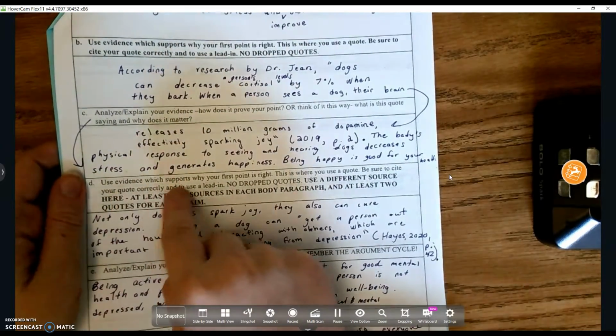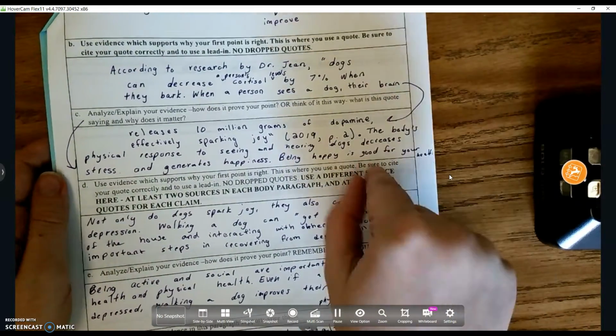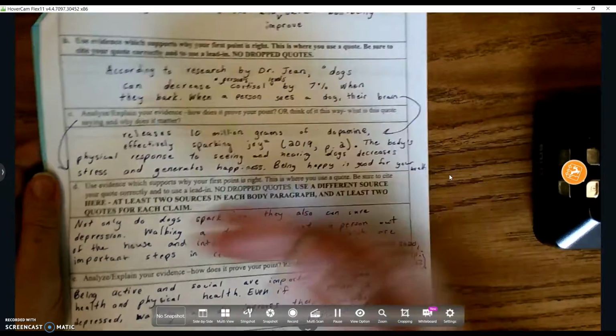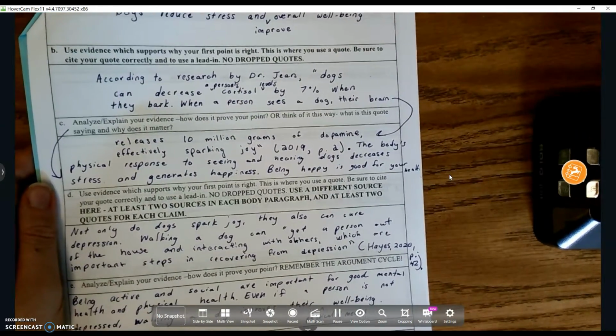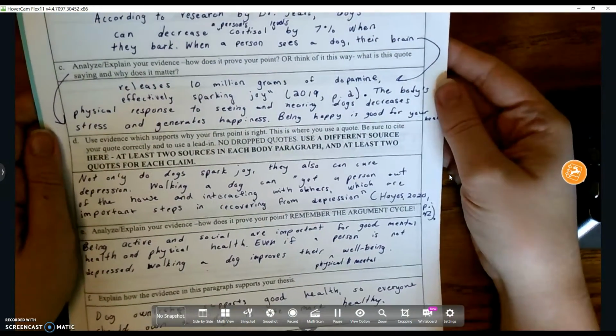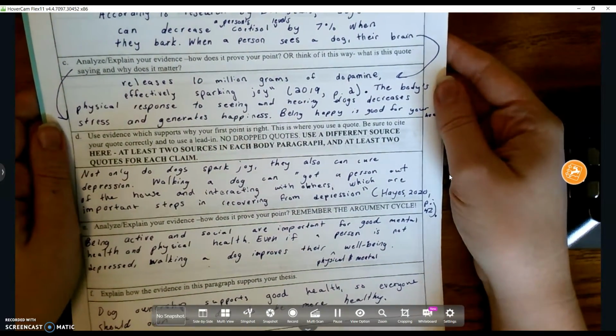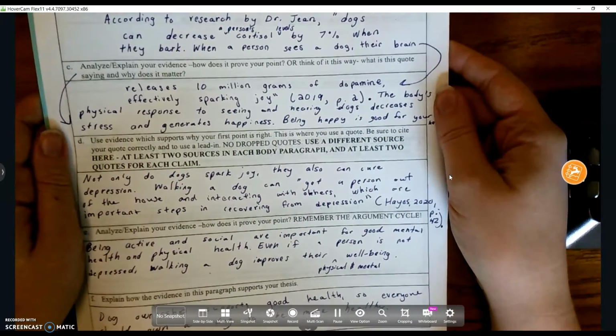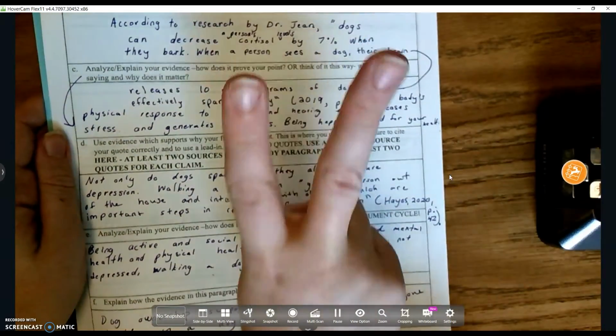So the body's physical response to seeing and hearing dogs decreases stress and generates happiness. Being happy is good for your health. Okay, so we've explained what the quote's saying, and we're explaining why it's good. So now we need a second quote. Each body paragraph needs at least 2 quotes. You can have more than 2 quotes, but you need at least 2 quotes.